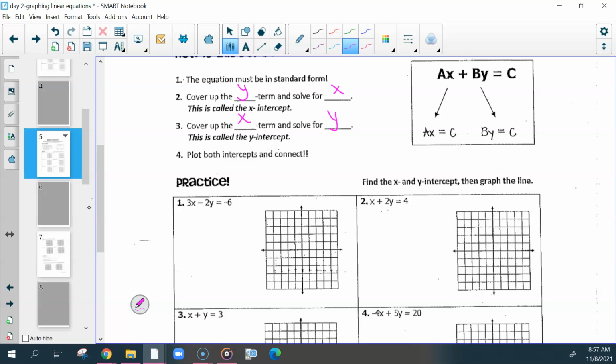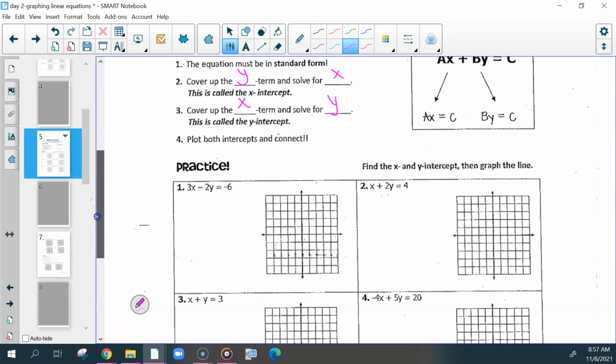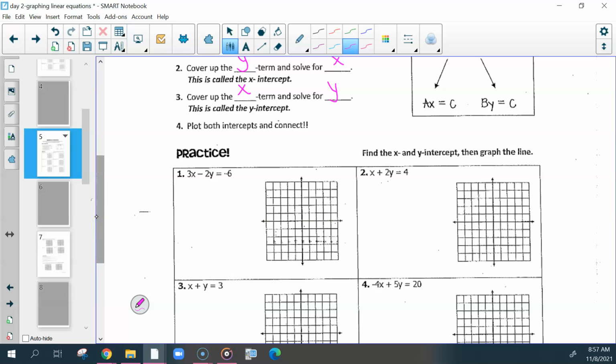So that's technically what we're doing, but we're not actually going to do that part. If we're using literally just this, I'm going to cover up one of these terms and see what's left. Negative 2y equals negative 6. Solve for y by dividing both sides. Positive 3 is what that should be. Then I can plot that point. That is just the ordered pair 0, 3. So I would plot that point on my y-axis.